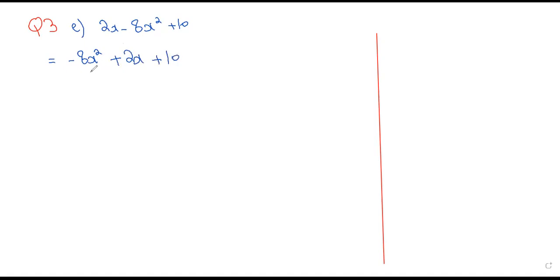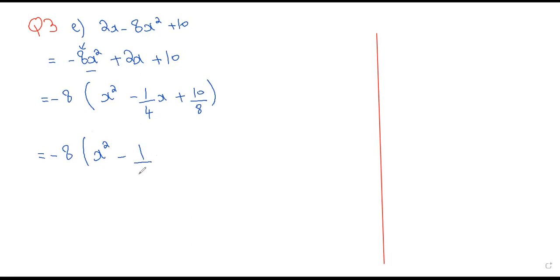Now again, step 1 is to separate x squared. For that, I'll take minus 8 common. So minus 8 would be out. This is x squared minus 1 by 4 x plus 10 by 8, that would be 5 by 4. So this is going to be minus 8 times x squared minus, I need to change the sign as well, this would be a negative sign, and this would be minus 5 by 4.